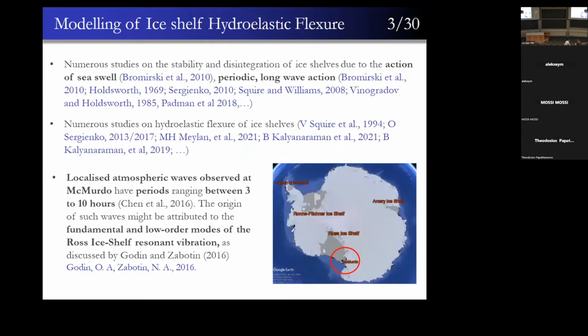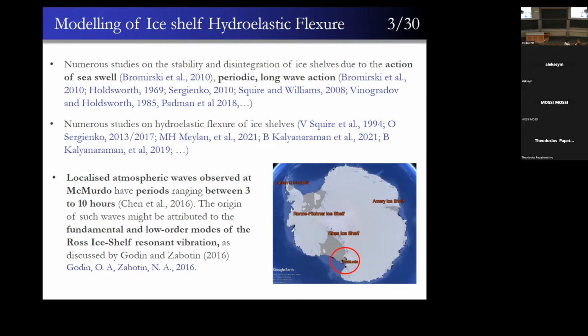There are numerous studies on the stability and disintegration of ice shelves. I have included here some of them: Bromirski, Squire and Williams, Sergienko, Holdsworth, Ambrosius et al. And of course, there are numerous studies. We have also seen in this workshop several by Squire, Sergienko, Meylan et al., Ramanathan et al., of course.